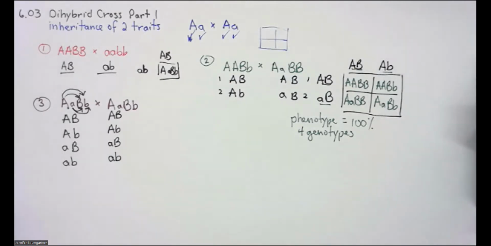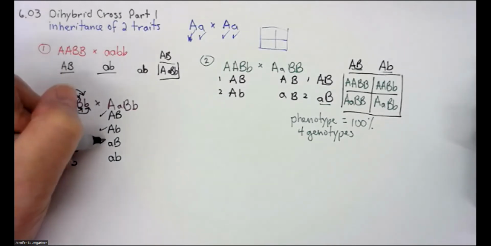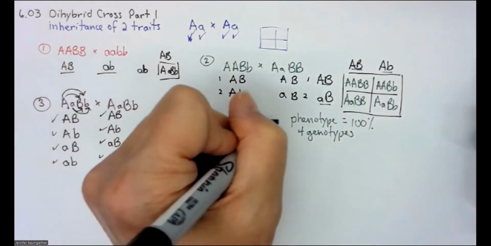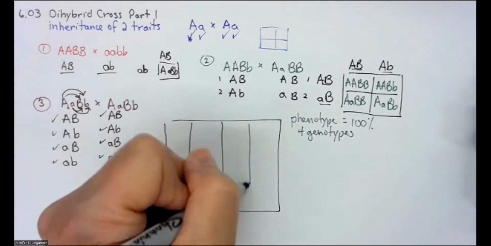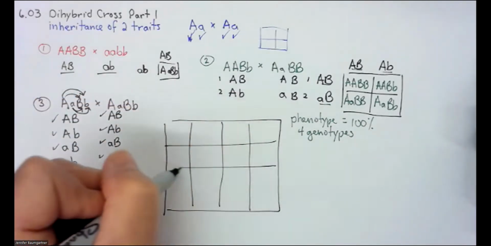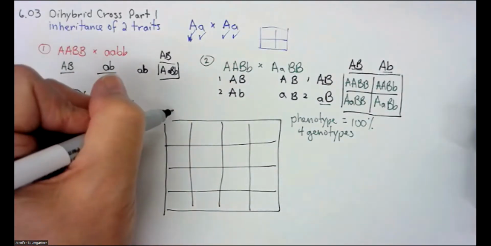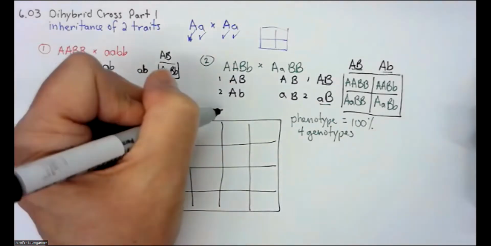Well, when I go to do this Punnett square, what do I have to do? This guy's going to have 1, 2, 3, 4, and 1, 2, 3, 4. So I'm going to have a 4 by 4. Now, each gamete goes at the top, each possible gamete combination.